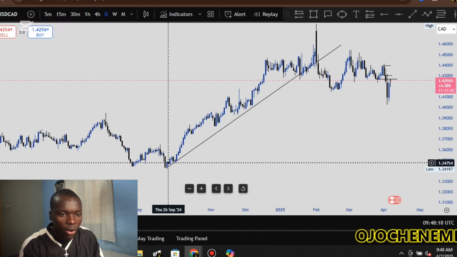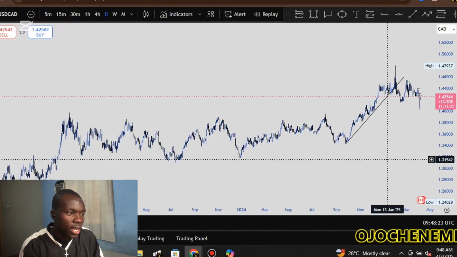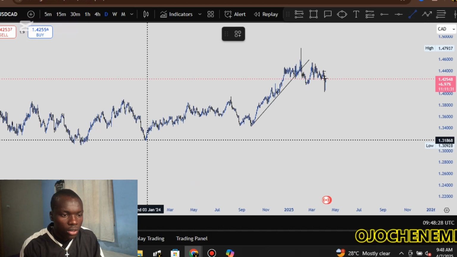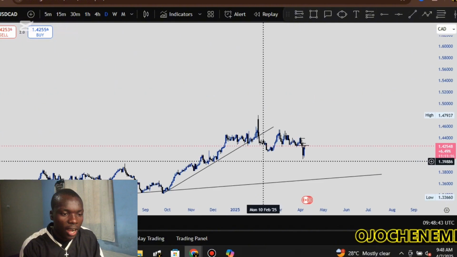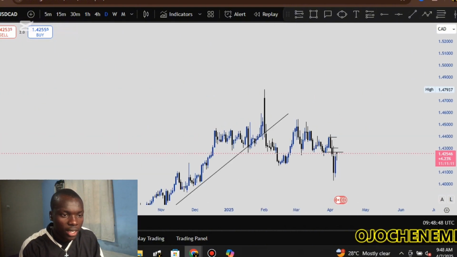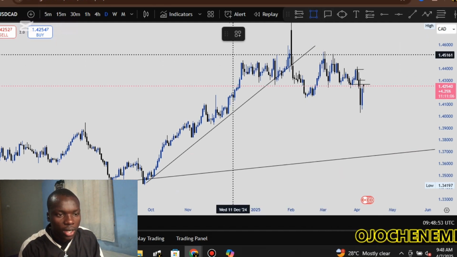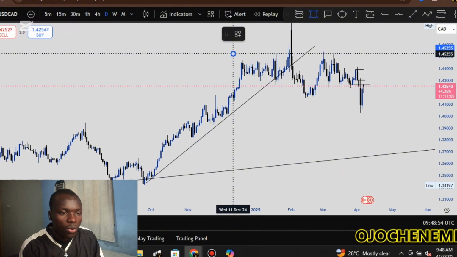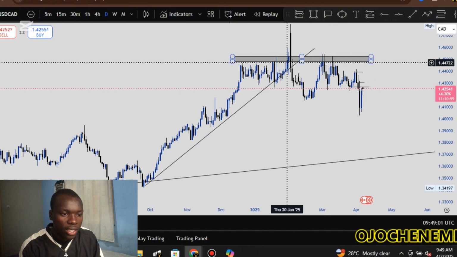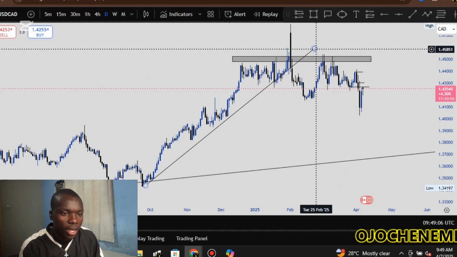This is the inner trend line. I will also have some kind of outer trend line here. The price of the USD CAD has broken this trend line, the inner trend line. You can see after the break there is a retest on that particular zone, forming an equal high here after the break and the retest.